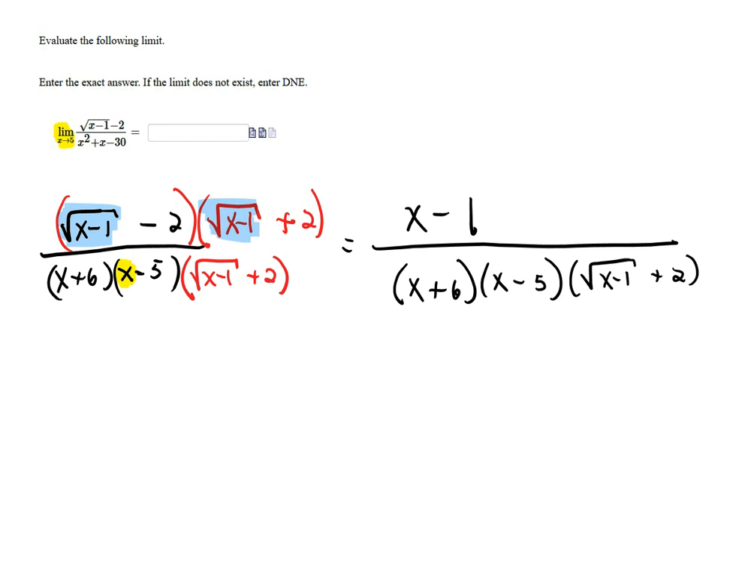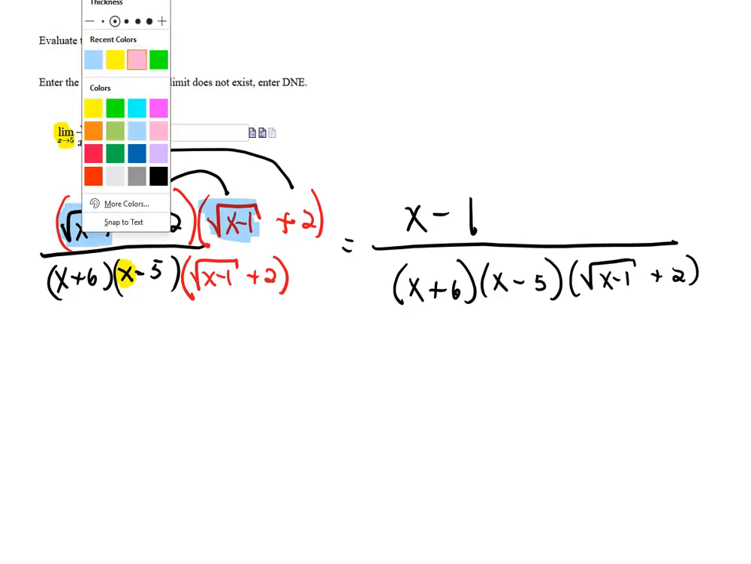And then if you remember on conjugates, when you multiply the outsides and the insides, they cancel out when you add them together. Because on the outside, I'd have a positive 2 times the square root of x minus 1. And on the inside, I'd have a negative 2 times the square root of x minus 1, which would give me 0 square roots of x minus 1, which is 0. So they cancel out when you multiply something times its conjugate.